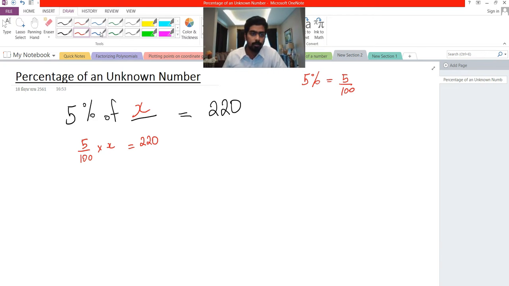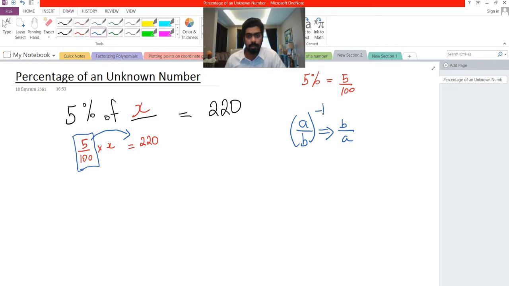So what we do is we have to get rid of this fraction, or in mathematical terms, we have to transpose them. We can do it in two steps. Either we can find the reciprocal of it and transpose it to the other side, or we can do it one step at a time. If you don't know what reciprocal means, the reciprocal of a over b will change to b over a, in other words, to the power of -1. Okay, guys, so let us do it step by step now.